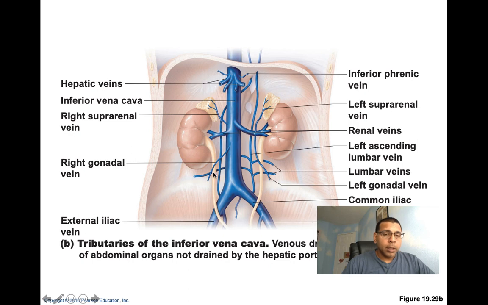Gonadal. So if we're talking testicular or we're talking ovarian, whichever respective sex we're talking, generally speaking, gonadal veins. Now we talk right gonadal. The right gonadal is going to drain the right testis or ovary directly into the inferior vena cava. The left gonadal will drain the left gonad into the left renal vein. And the left renal is going to route that blood into the inferior vena cava, as we see.